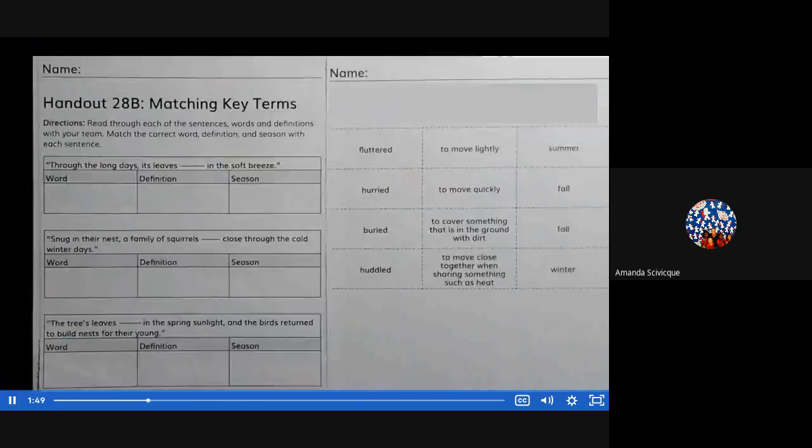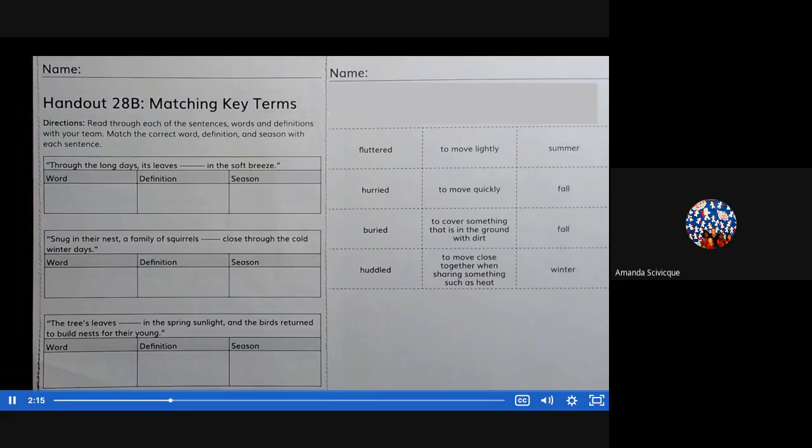The directions say, read through each of the sentences, words, and definitions with your team. Match the correct word, definition, and season with each sentence. Your team could be your learning partner, or it could be your teacher in class. If you're doing this on your own, that's just fine too.